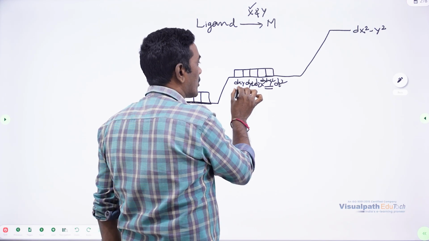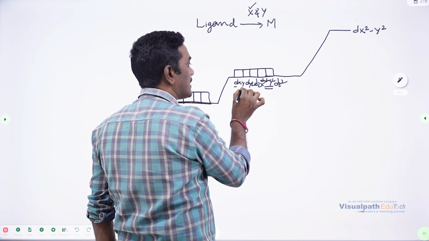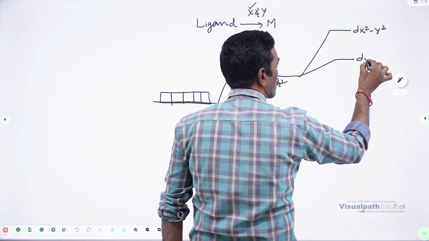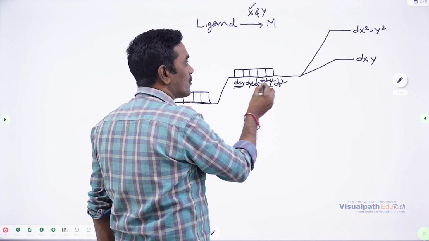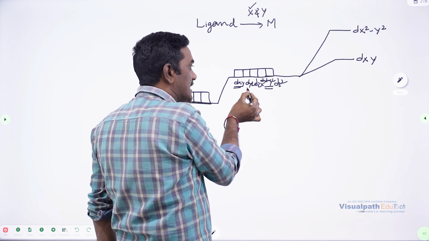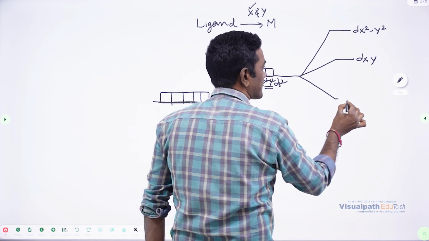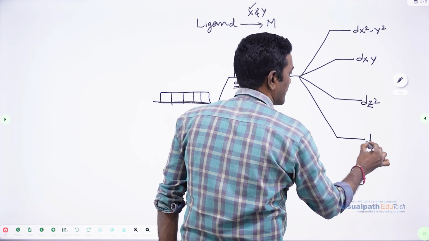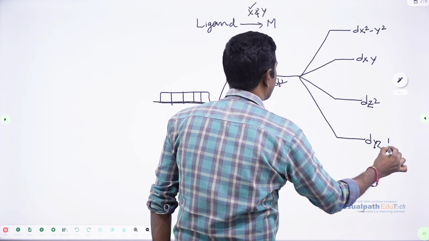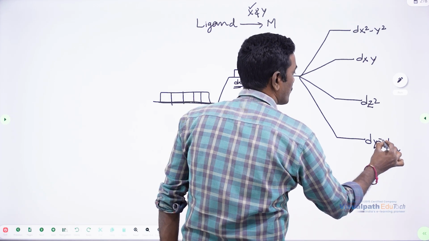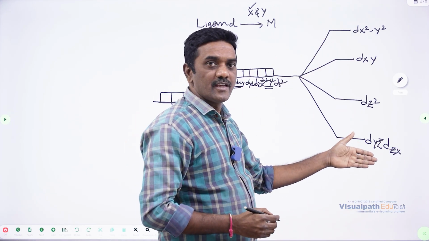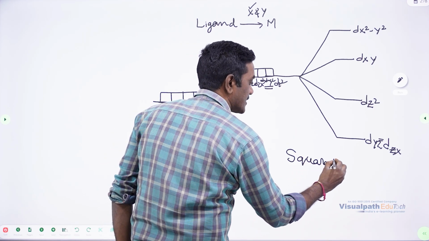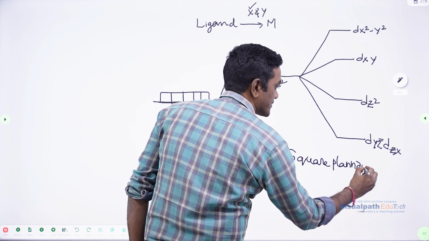Then which orbital comes next? dxy will come here. Next, moving on to the next orbitals: dz square, dyz, dzx. dyz and dzx will both have equal energy. So this is the way the splitting of orbitals takes place in a square planar complex.